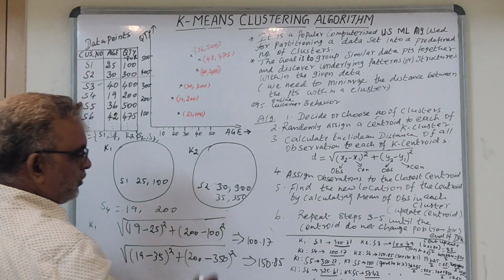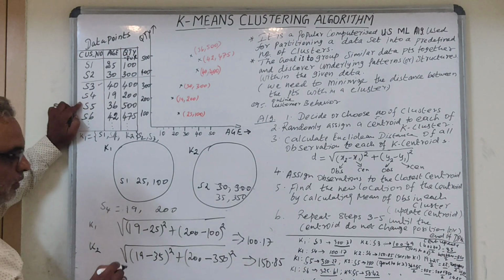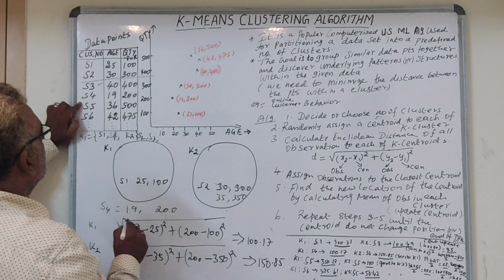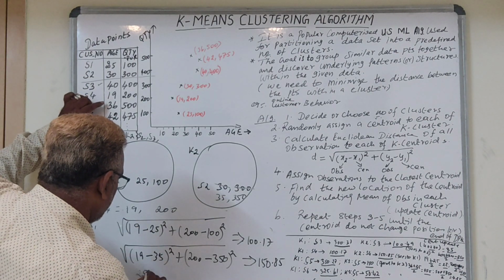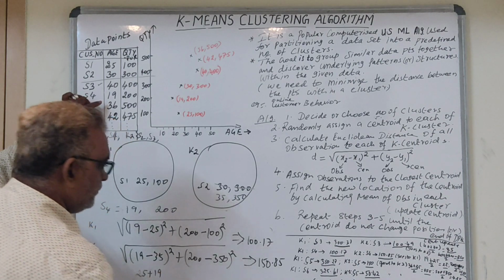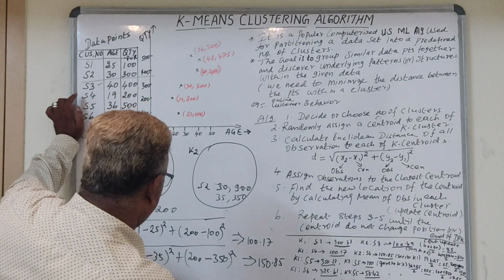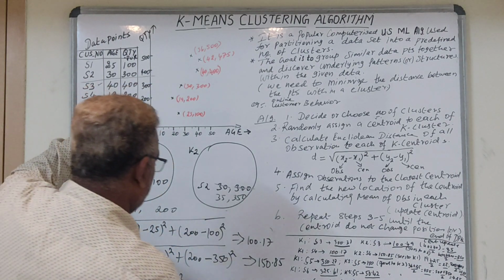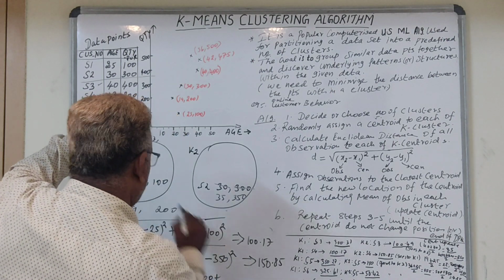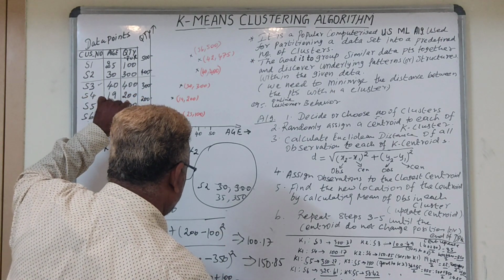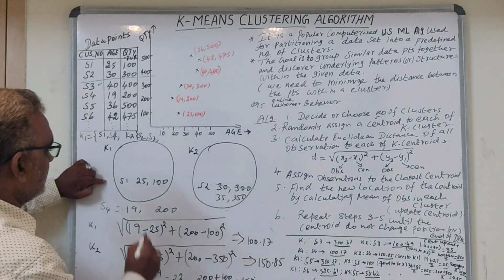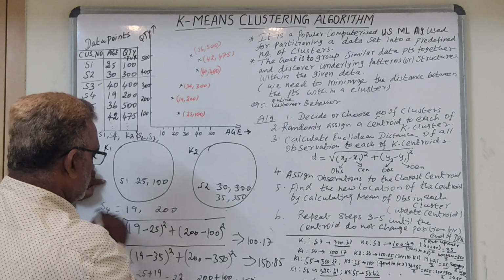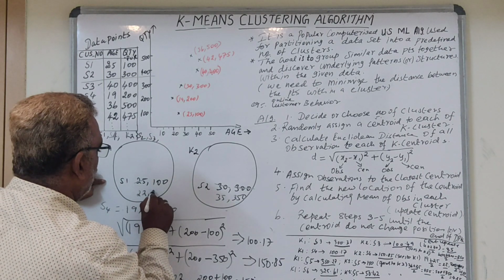Now we have to calculate the new centroid value for this K1. How to calculate the new centroid value? With the help of this value, that is 25 plus 19 divided by 2. So this is nothing but 22. Okay. So the next one is 200 plus 100 by 2, it is nothing but 150. So now our centroid values of K1 are 22 and 150.